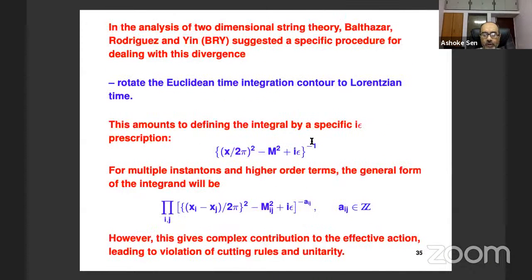But what one can show, by keeping track of all the factors of i, is that this iε actually makes the low string effective action complex. So here I have given the procedure for the general case where there are multiple instantons and higher order terms. And their Lorentzian prescription will amount to adding an iε here. But as I said, if we follow this prescription, this translates to having a complex contribution to the closed string effective action. And this will clearly lead to violation of cutting rules.